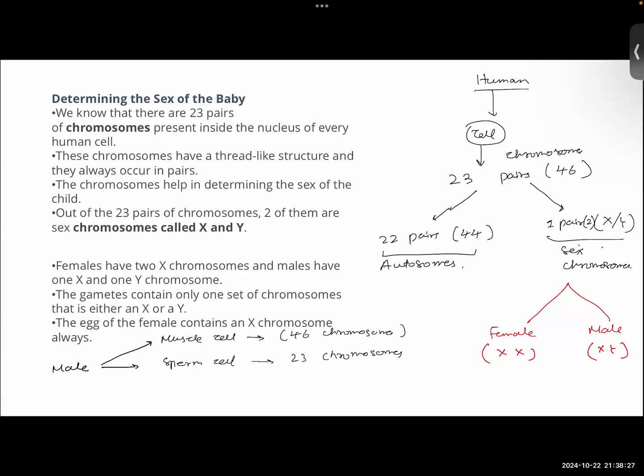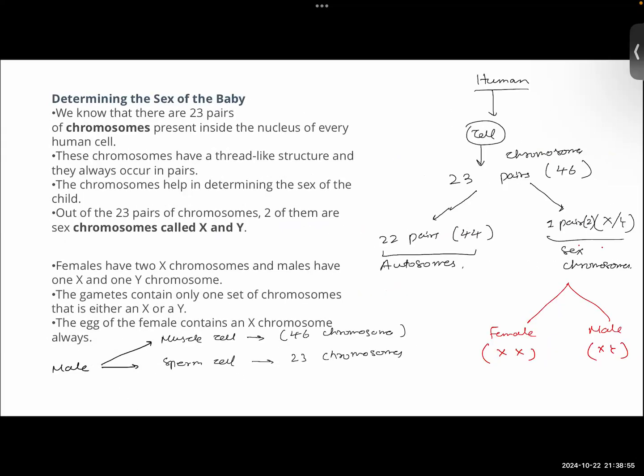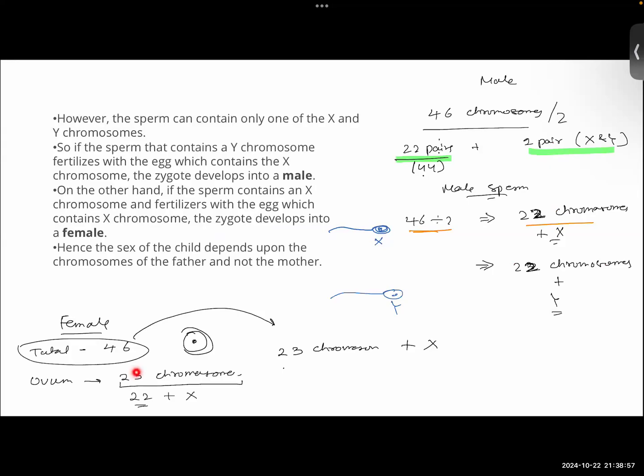Let us understand how it happens. We know that the male gamete cell and the female gamete cell contain half the number of chromosomes. They contain just one of each pair, not both. Getting what I'm trying to say? So for example, the sperm cell will contain only 23 chromosomes, and the ovum will also contain only 23 chromosomes.